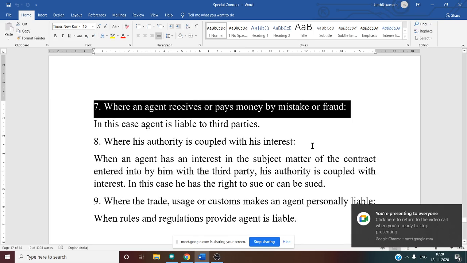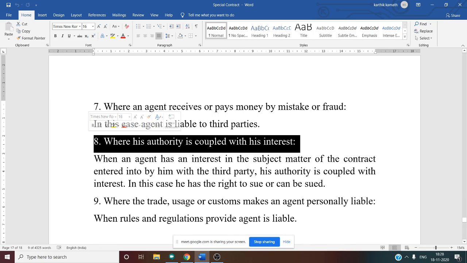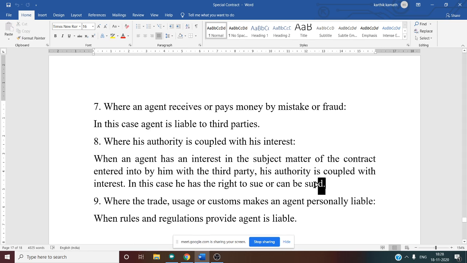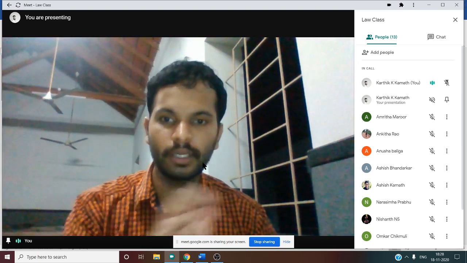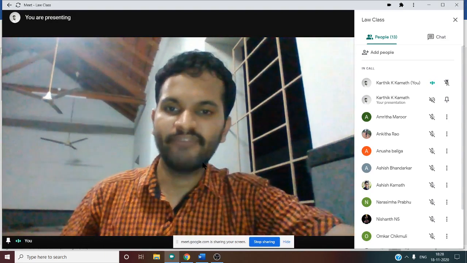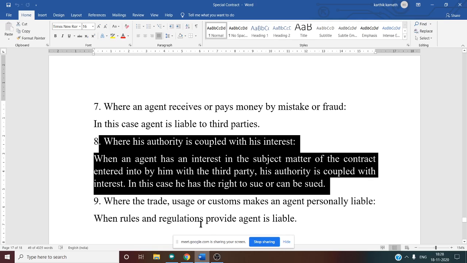Next, where his authority is coupled with his interest. What do you mean by authority coupled with his interest? Here, personal interest is combined with professional interest. If he brings his personal interest into the subject matter of the contract, in this case he has a right to sue or can be sued. What do you mean by sue or can be sued? Either he can file a case against the third party, or the third party can file a case against the agent. So that is about point number 8.